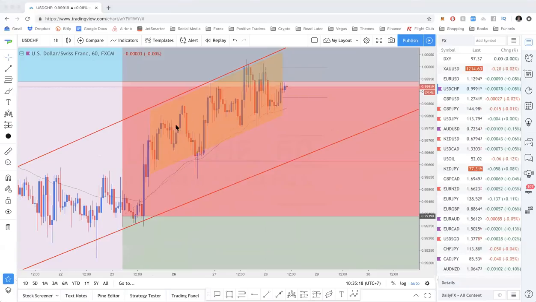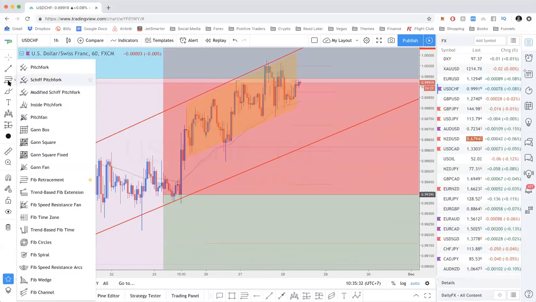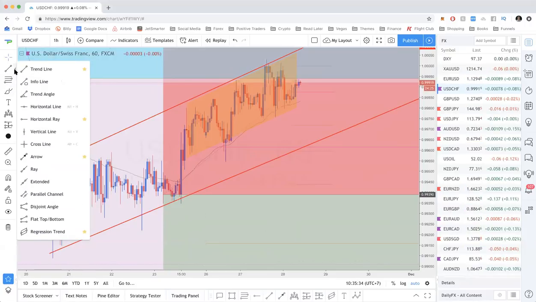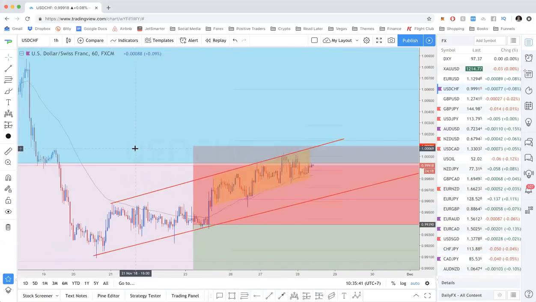I would really like to see, you can even see, I put in this little channel tool. If you don't know how to use this channel tool, I keep it saved down here in this little toolbar with my favorites. It is right around here at the bottom, regression trend. And with your regression trend, you can actually set the deviation for it.